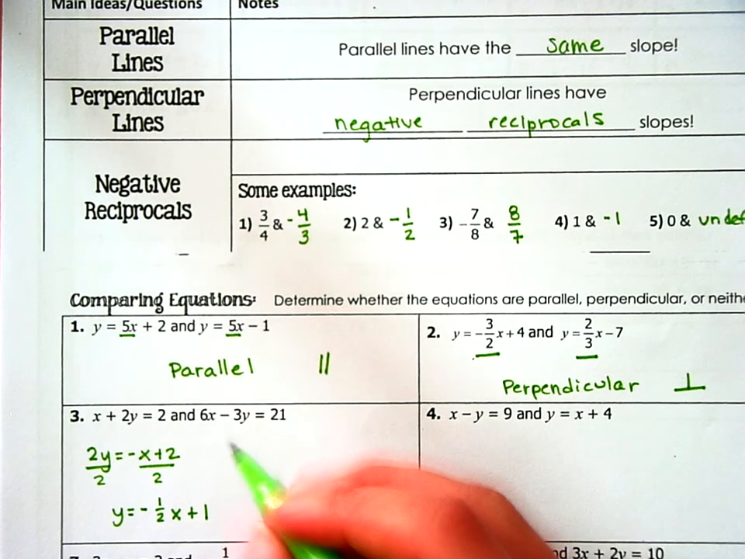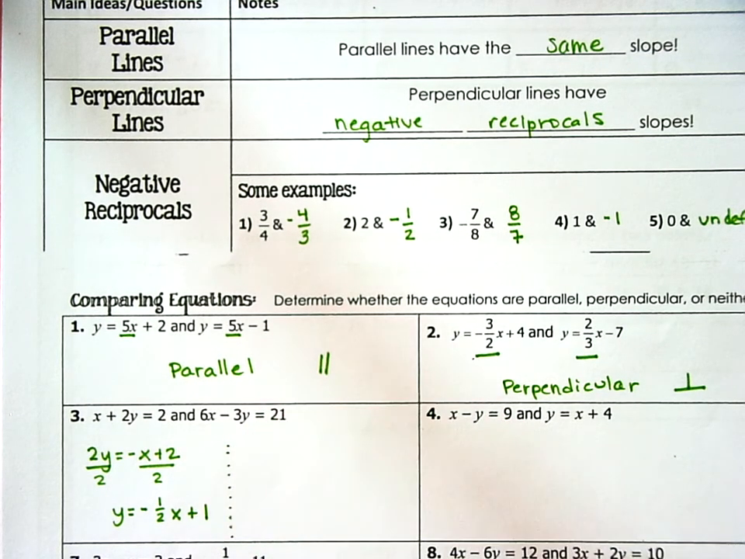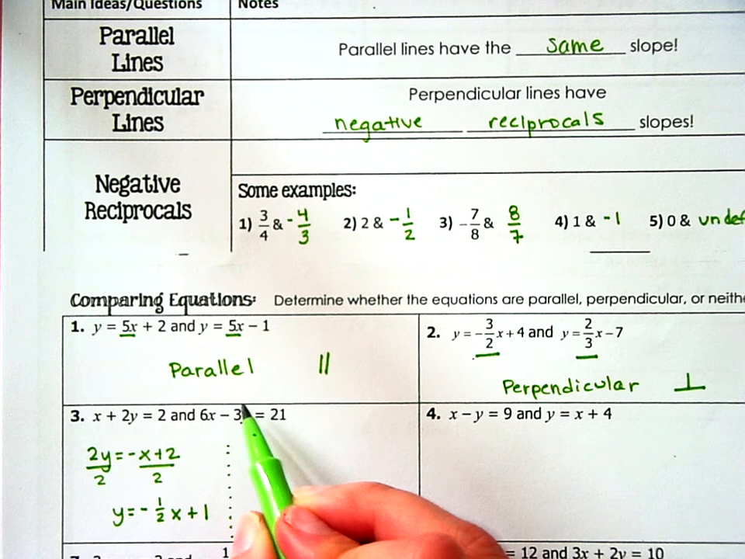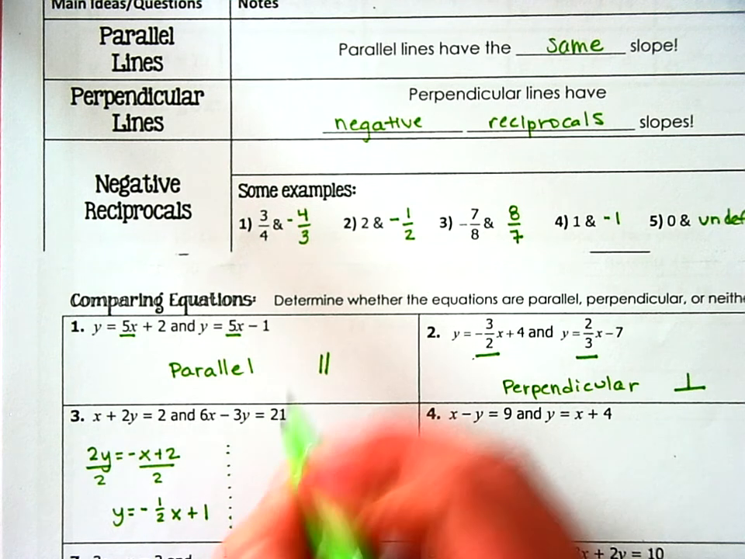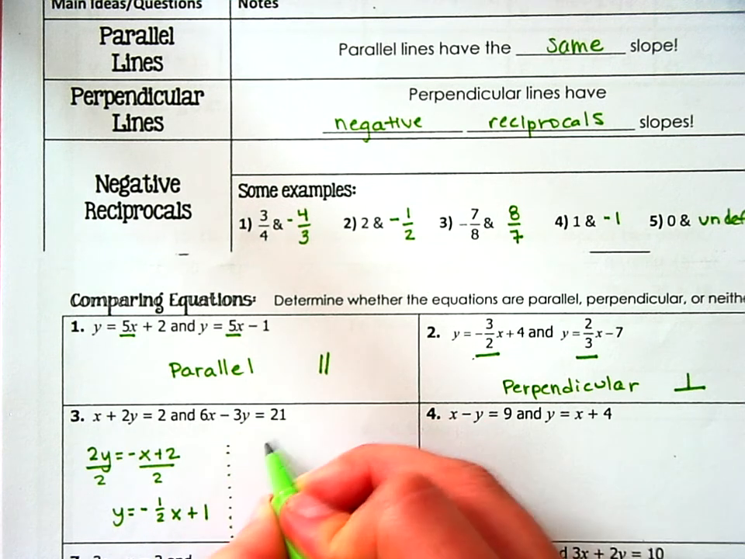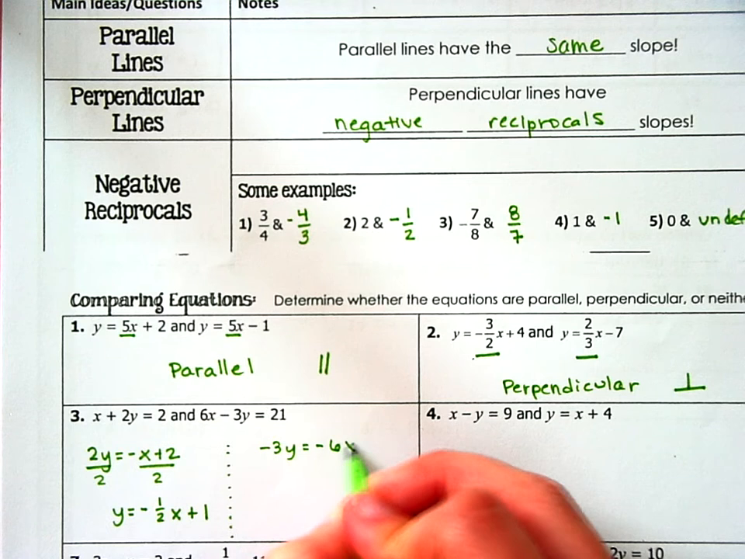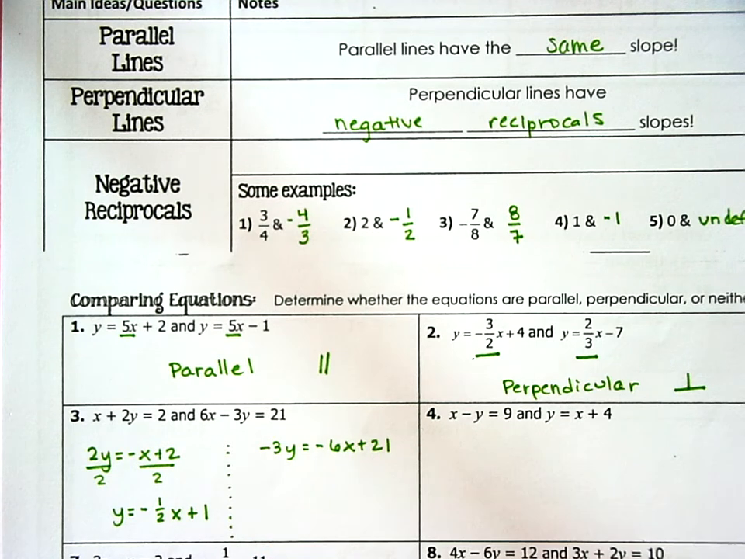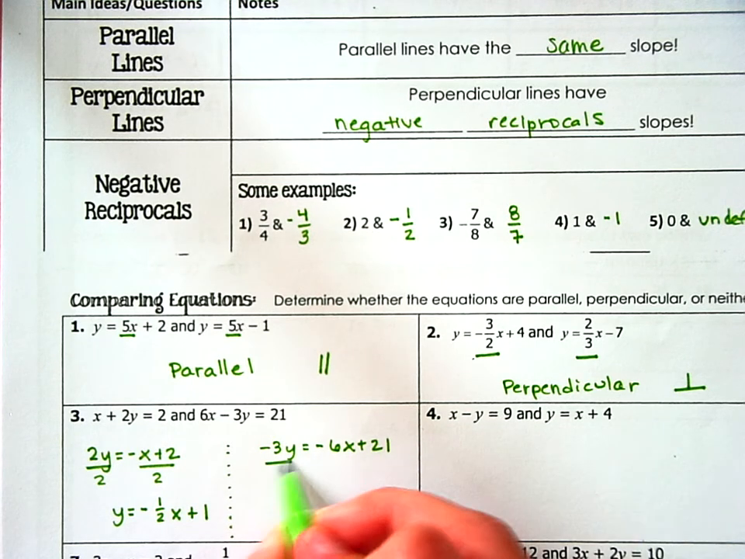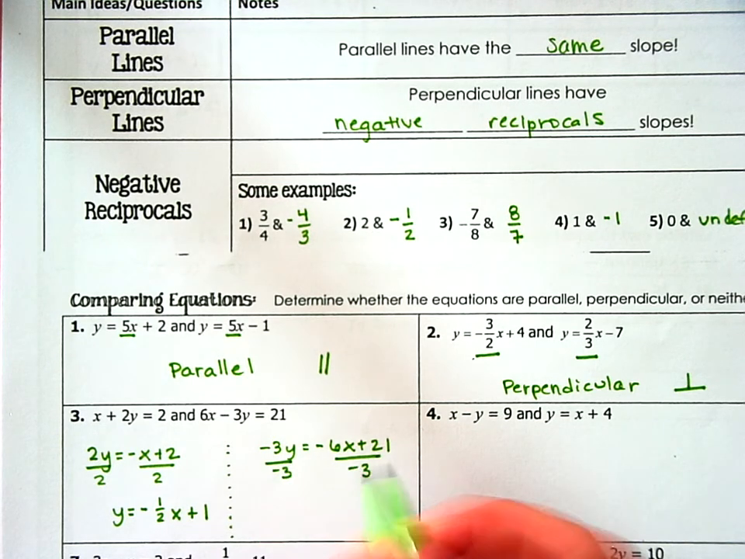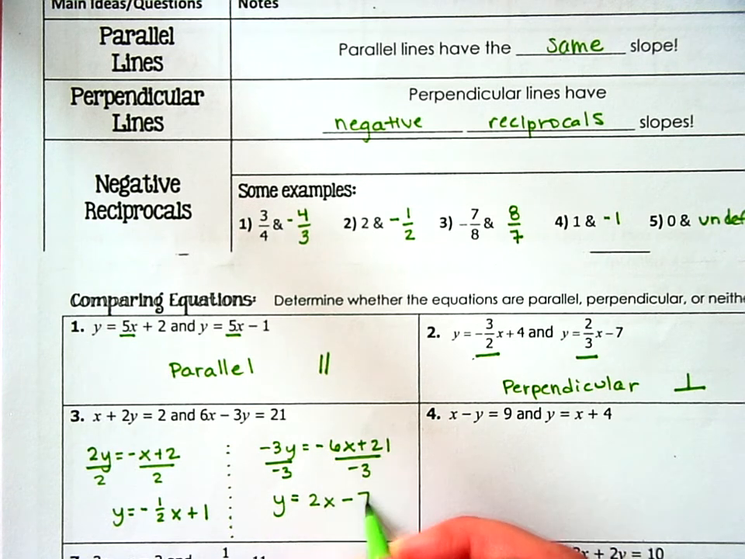Then for my other equation, let me just kind of separate this out. I'm going to again solve for y because I want to take a look at what the slope is. So I'm going to subtract 6x from both sides of the equation, and I get negative 3y equals negative 6x plus 21. And then I need to divide everything by negative 3. So on the left side, I've got y equals negative 6 divided by negative 3. That's positive 2. And this is going to give me negative 7.